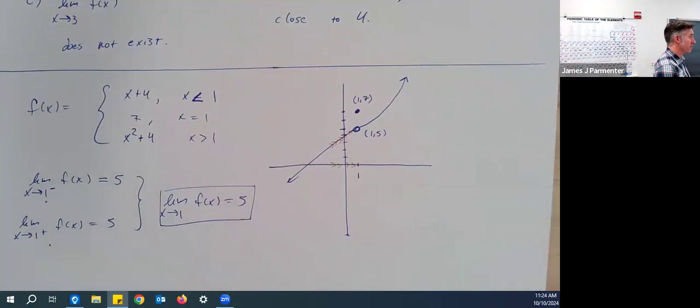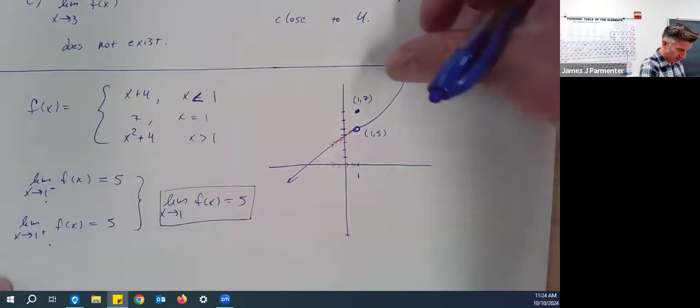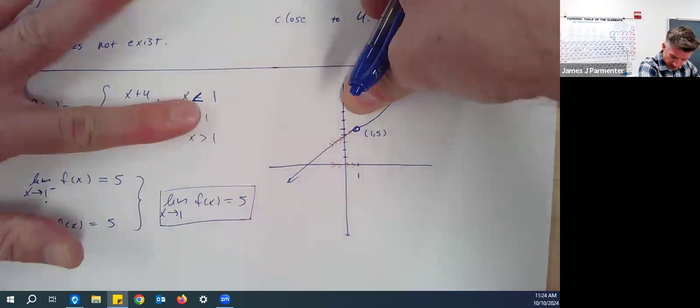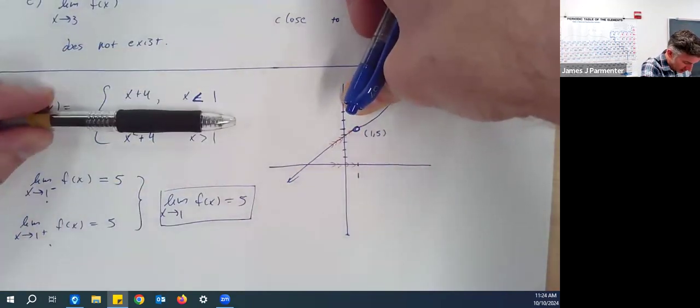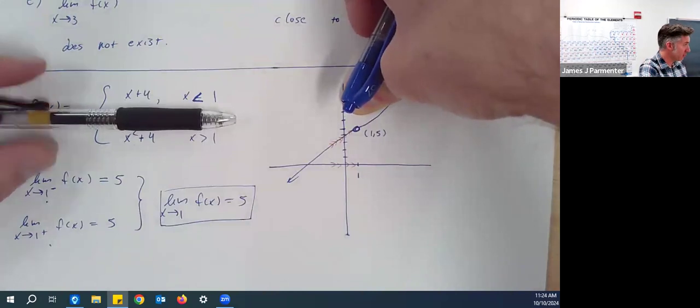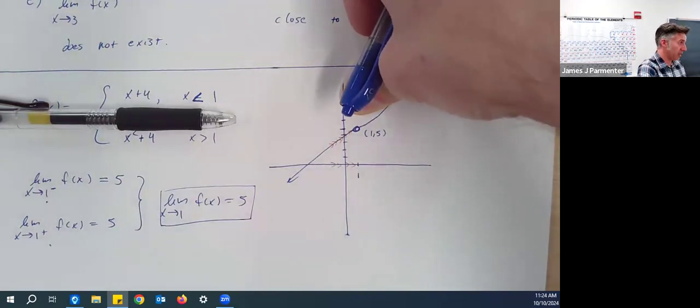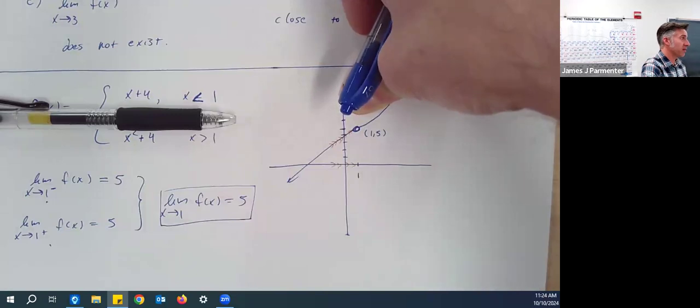Closed circle at like 1, 7, and they asked us like f of 1. So here f of 1 is 7. Right. If I remove that point and then took out that part right there, then the limit would still exist as x approaches 1. It would still be 5, but f of 1 would not exist because we haven't defined the function to be anything when x is equal to 1. Good questions. Okay.